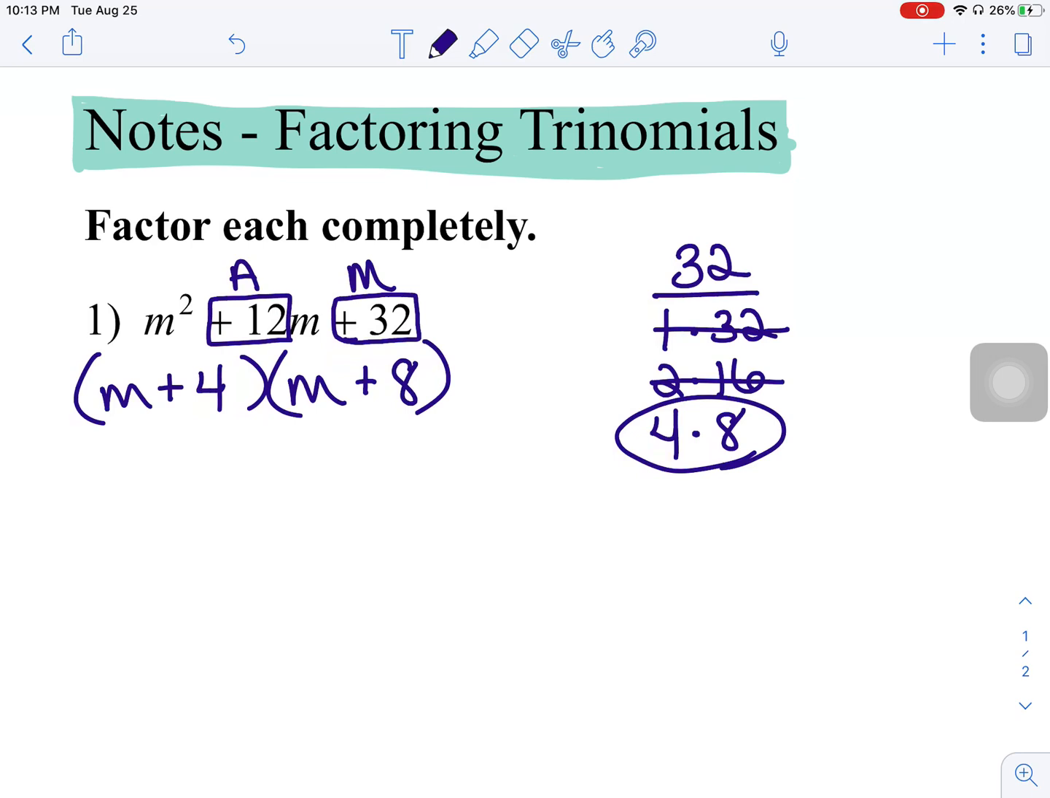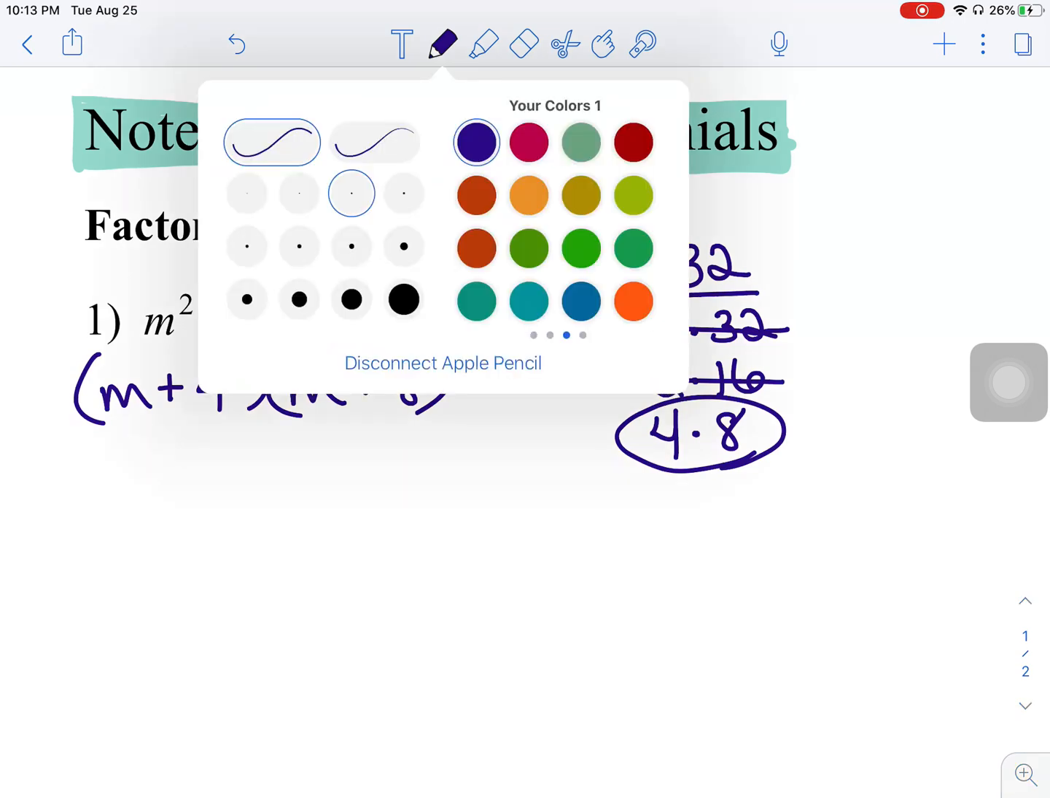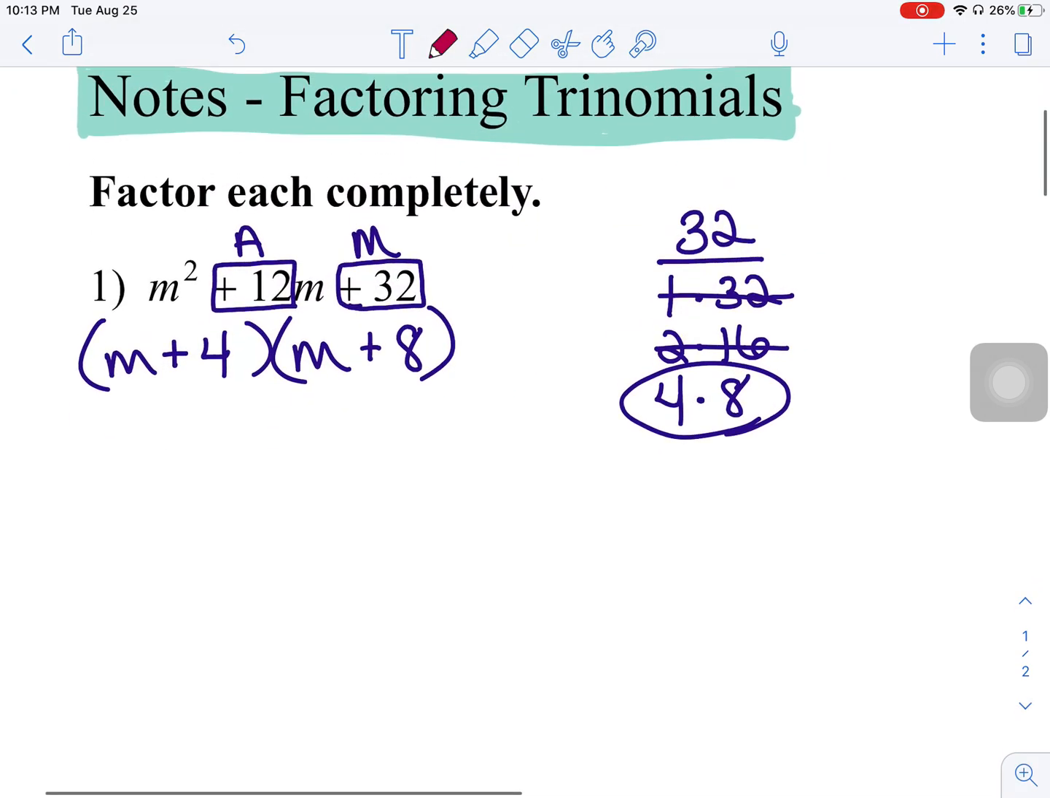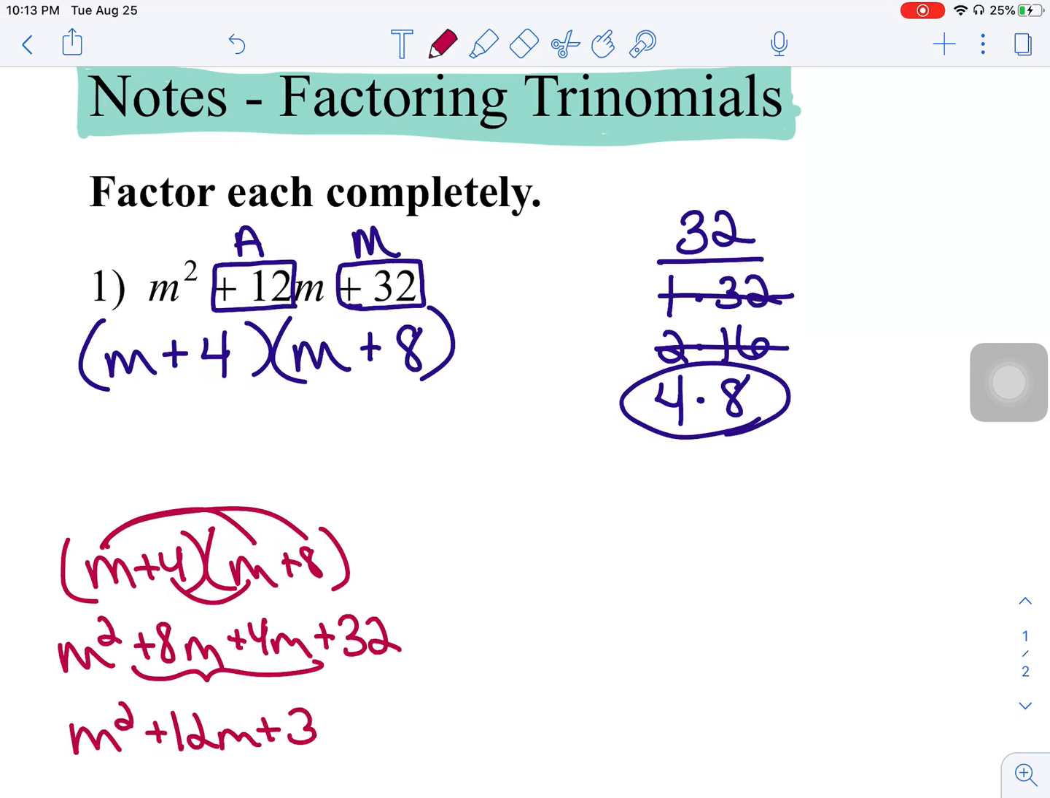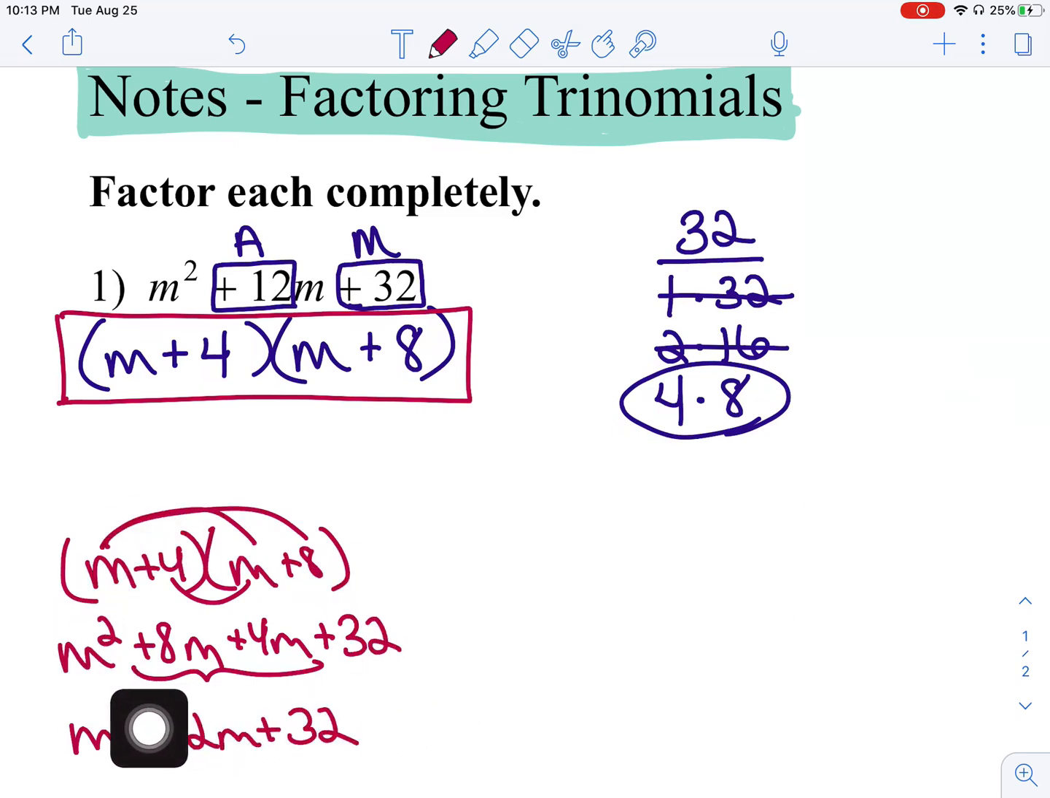Now, if you wanted to check your work to make sure 100% that you did the right thing, you could take your factors and distribute to multiply them together. So m squared plus 8m plus 4m plus 32. These two middle terms will combine. So m squared plus 12m plus 32, which is exactly what we started with. So I know 100% this is my factored form for that problem. You don't have to do this check. It's just to see, as you're doing a problem, if you have the right answer without asking your teacher or a classmate of yours.